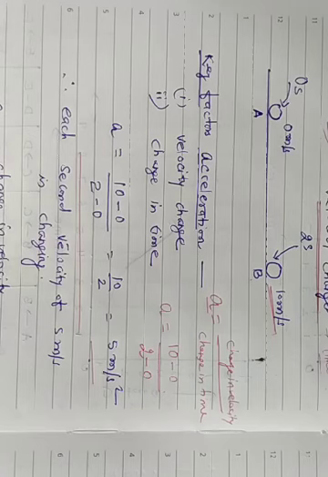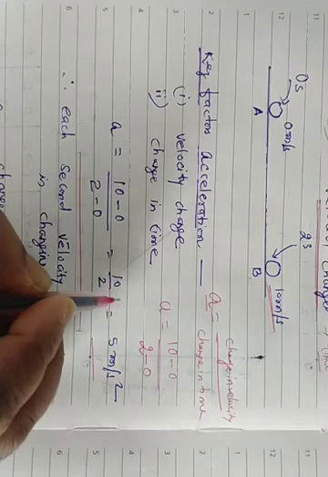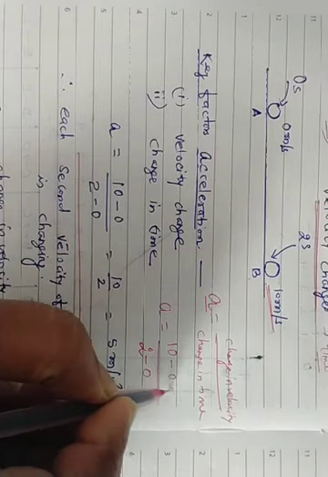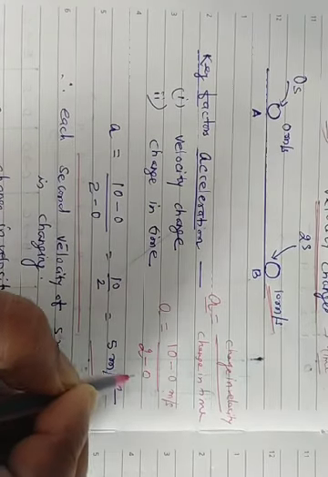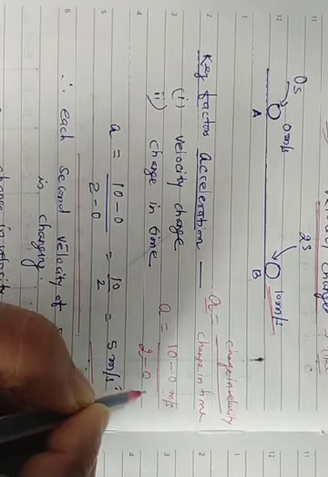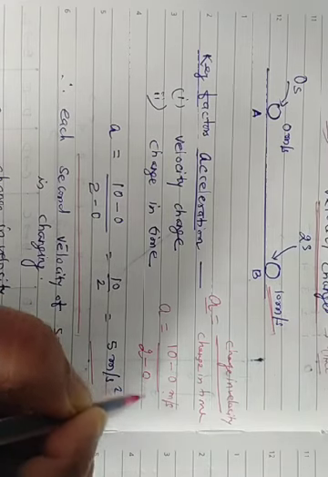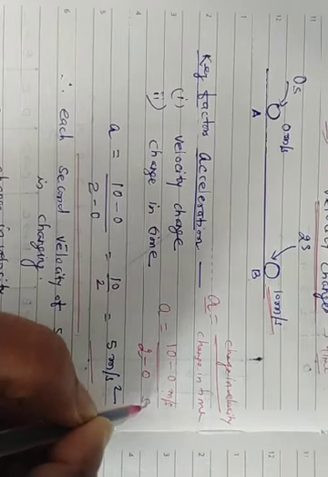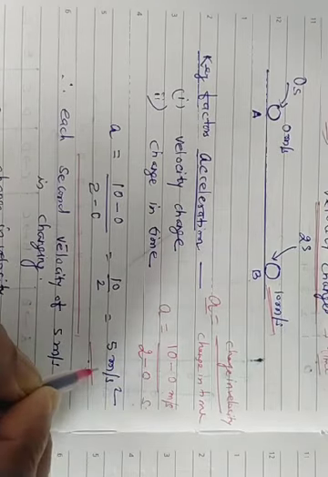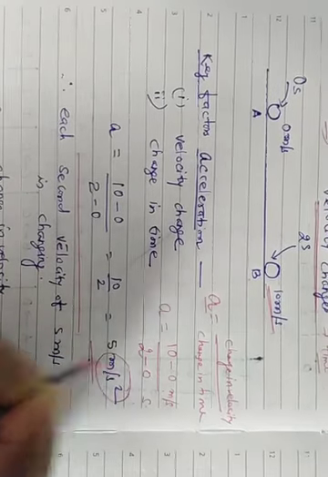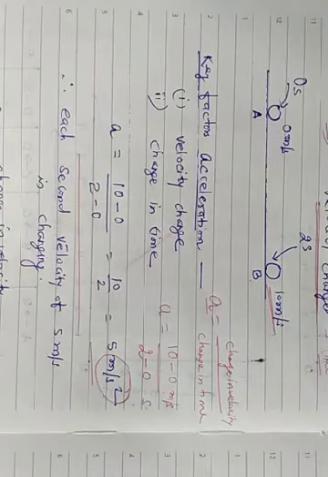How, 5 meter per second square? Because 10 minus 0 gives us the unit of meter per second, and 2 minus 0 has the unit of time, which is second. So meter per second divided by second gives you meter per second square as the unit of acceleration. So what is the meaning of 5 meter per second square?